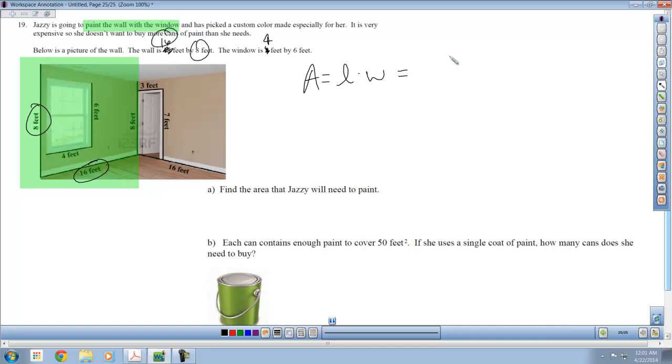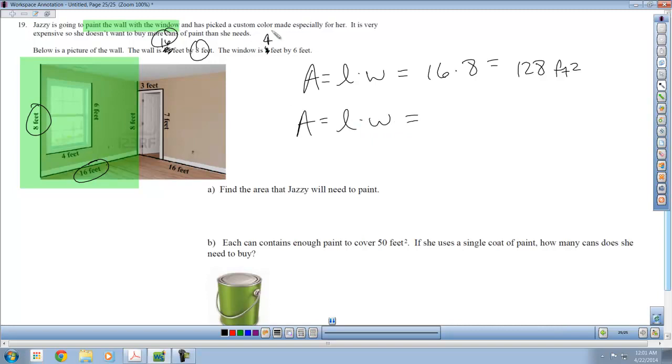16 by 8. So 16 times 8. I'm going to type that in on my calculator. 16 times 8 comes out to be 128 feet squared. Okay, except part of it's a window. So the next thing I'm going to do is figure out the area of the window, also a rectangle.